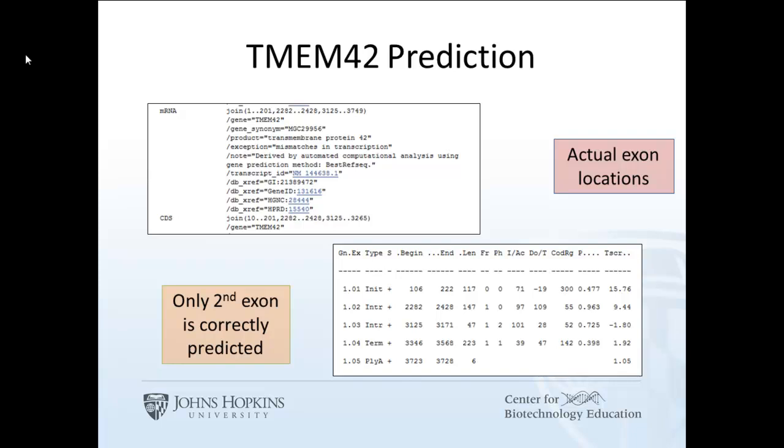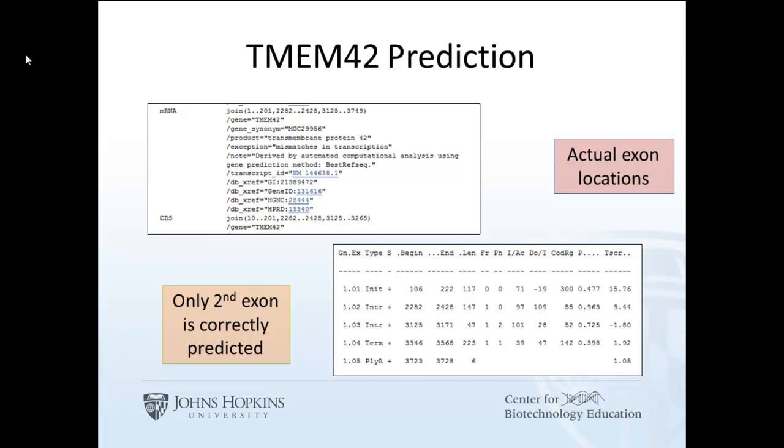First of all, GenScan will only look for the CDS, not the UTRs. However, the first exon is still wrong. It's INIT for initial exon. The second one is correct. That's INTR for internal exon. But the third exon is wrong. In fact, it predicted 4 exons. It did get the start of the third exon correct. It is at position 3125.